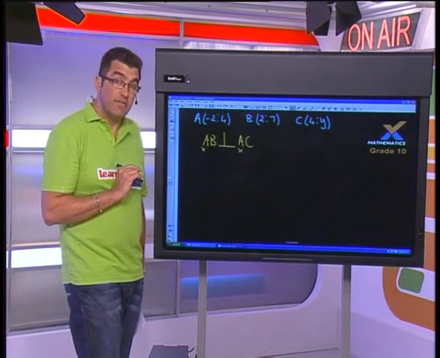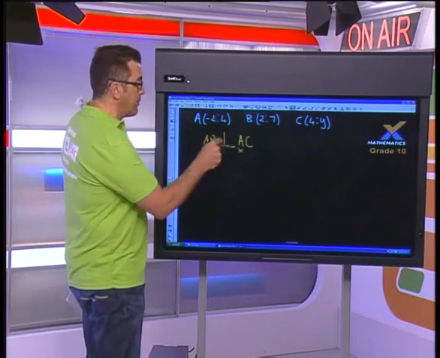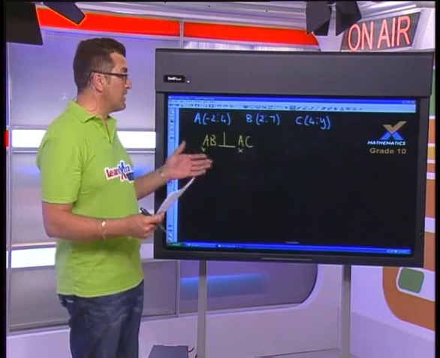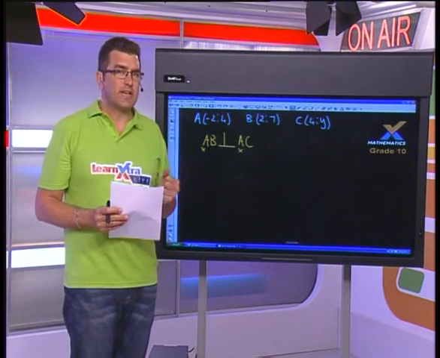Not most probably, most definitely. AB perpendicular to AC. Do I need to know that? Do I need to draw it? I don't think in this case it's necessary.